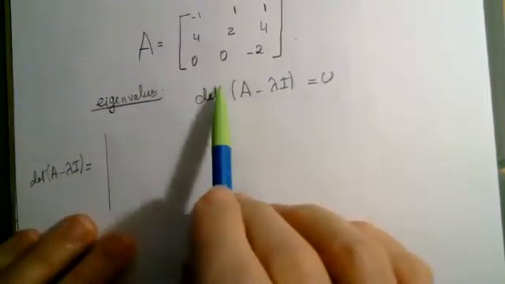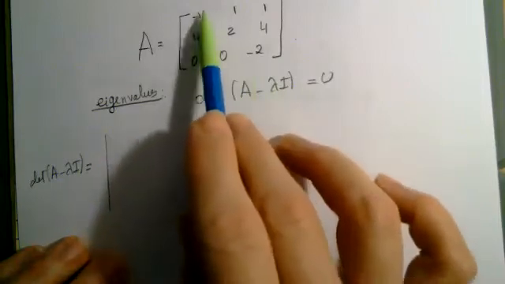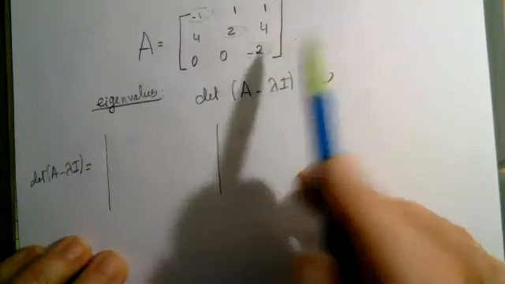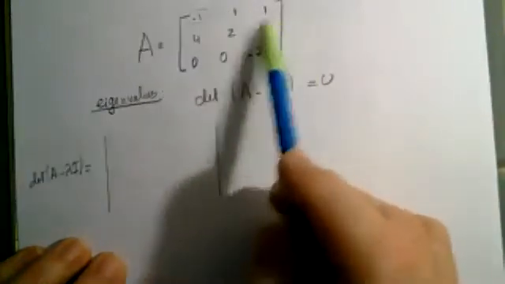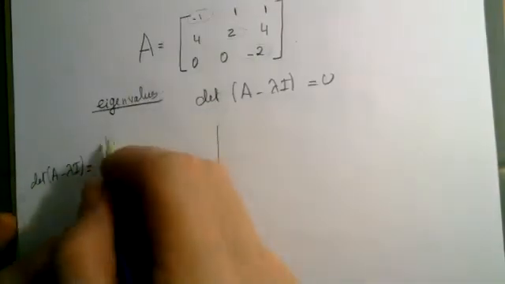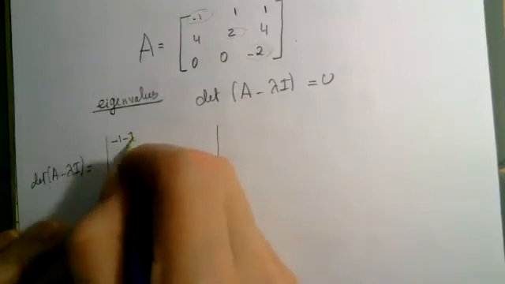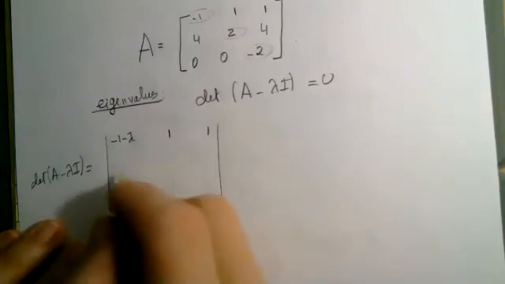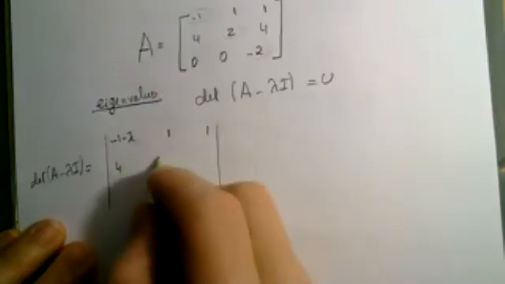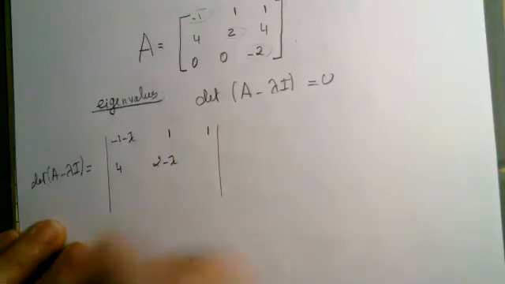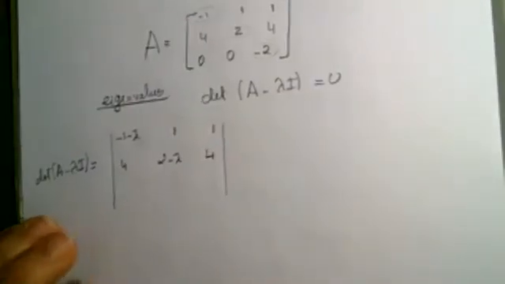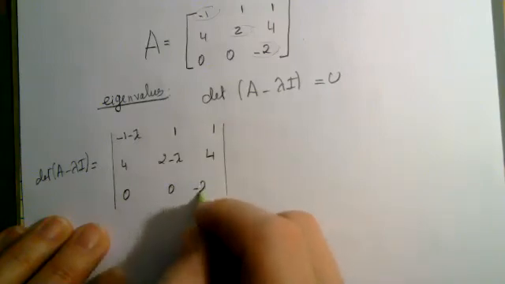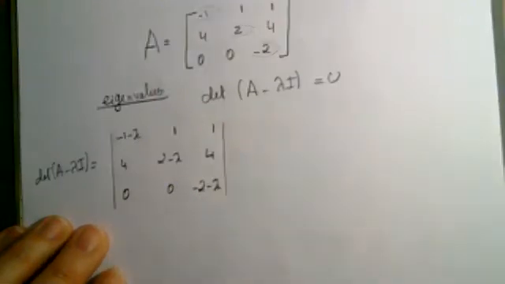Now, how do we compute A minus lambda I? Basically, we take lambda away from the terms along the diagonal because we're taking them from the identity, and everything else remains the same. So this will give me -1 minus lambda, 1, 1, 4, 2 minus lambda, 4, and finally 0, 0, -2 minus lambda.